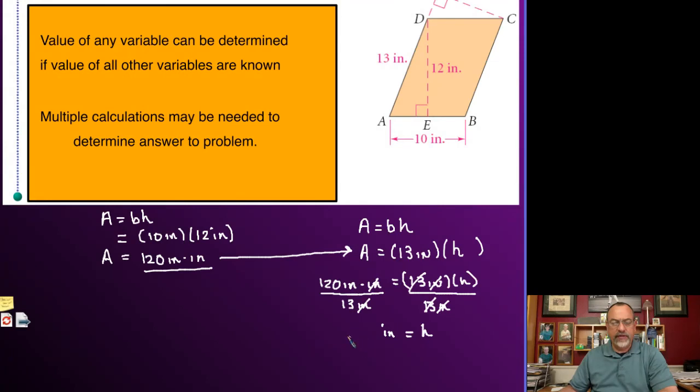120 divided by 13 is about, actually I should change my symbols here. Let me change this. So the height then is going to be about 9.2 inches after all of these values reduce. And again, if you use the units up here and you use the units here correctly, there's no guessing about what these units should be down here because they reduce as part of the mathematical process.